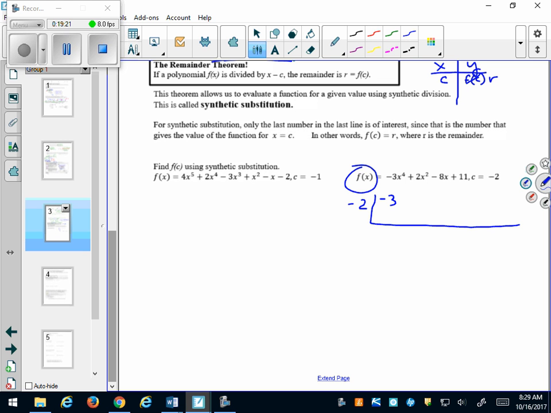What do I have to be careful of here? Placeholders, right. There's no x to the third term. So I have to put a 0. And then a 2. And then a -8. And then an 11. Okay, don't forget that 0. Those placeholders are important. So, bring down the -3. Multiply. -2 times 6.